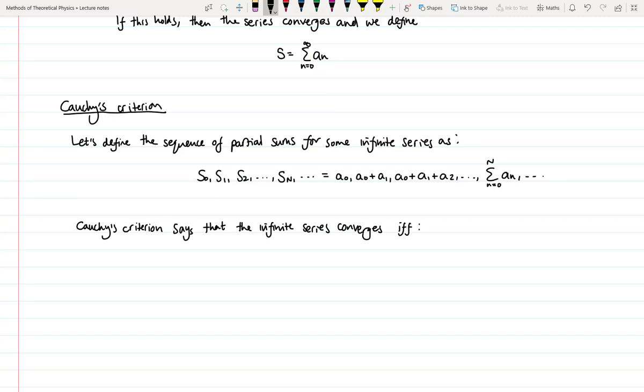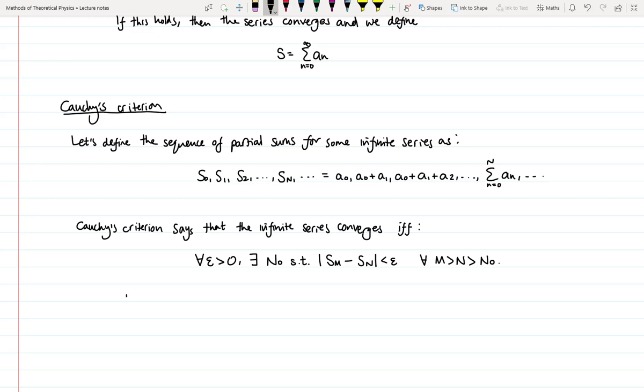So as before, I'm going to write down the statement using mathematical notation first, and then I'm going to unpack it in case that's a bit obscure. So Cauchy's criterion says that the infinite series converges if and only if for all epsilon greater than 0, there exists some n0 such that the distance between the mth partial sum and the nth partial sum is less than epsilon for all m greater than n greater than n0.